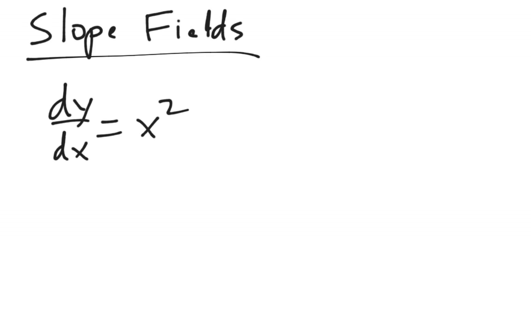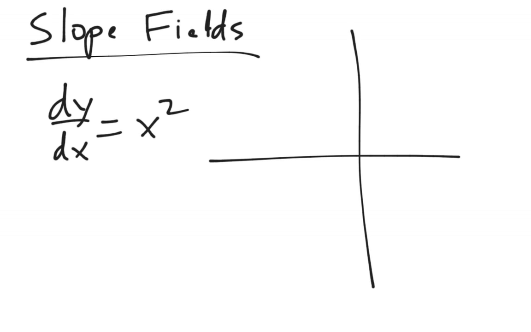What we're going to do is plot a graph. But instead of plotting a function, like a parabola that is y equals x squared, we're going to plot the slopes. This is a derivative. Remember that a derivative is a slope, so we're going to plot the slopes at different points.